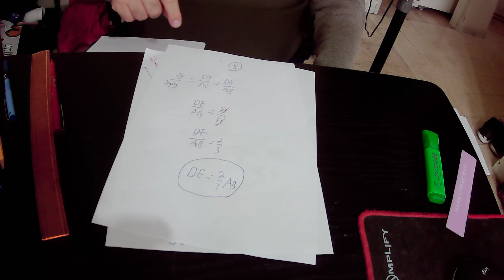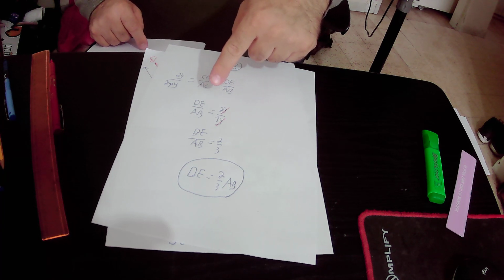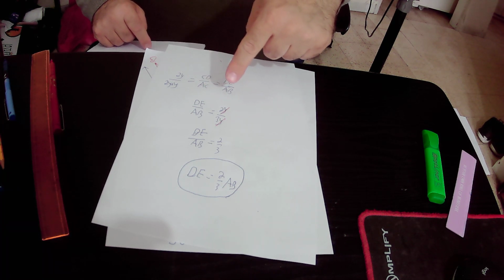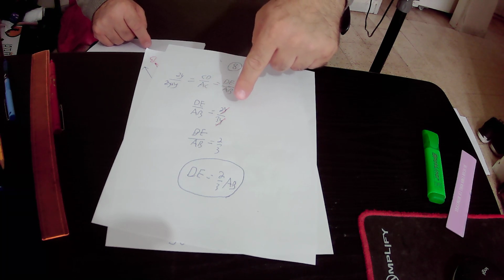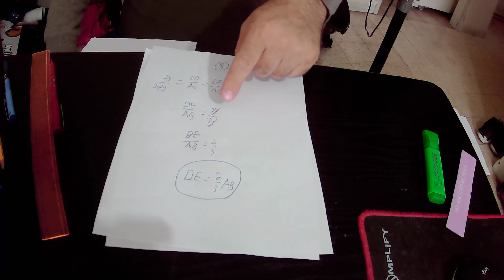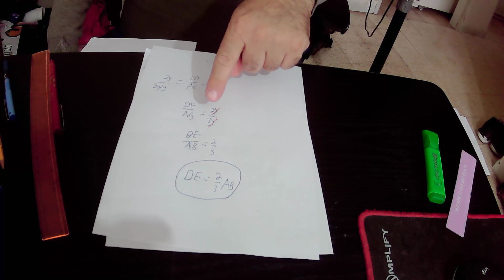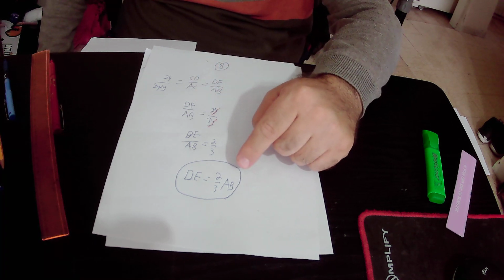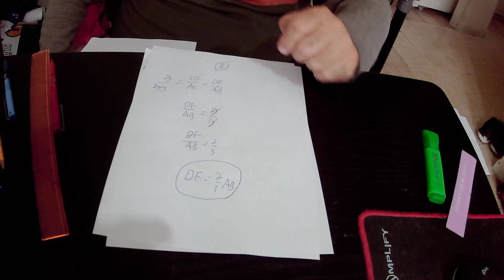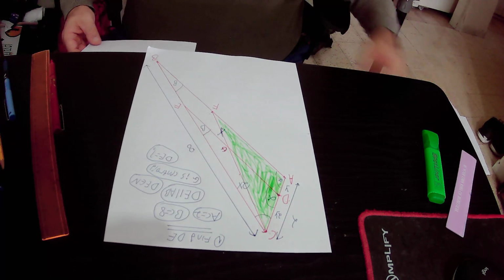So in total we got that DE over AB equals 2y over 2y plus y, which is 3y. So DE over AB equals 2y over 3y. Here y over y is 1, so y gets cancelled, and we are left with only 2/3. We got that DE over AB equals 2/3. Here we multiply this equality by AB, and we got that DE equals 2/3 AB. Then I presented to you rule number 4.